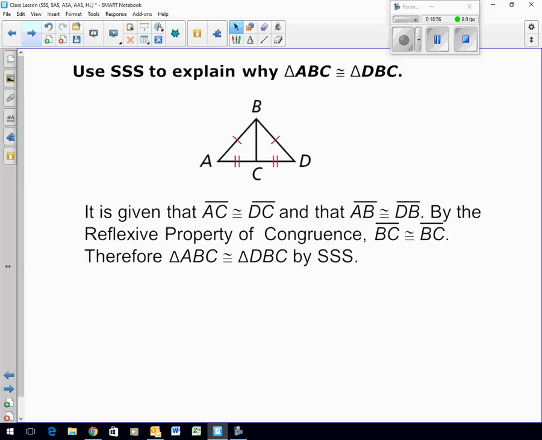I'm only given two sides of the triangle, but using the same reflexive property that we used in the last problem, Tyler, what can I conclude about BC? They're congruent to each other, correct? In triangle ABC and in triangle DBC, BC will be congruent in both triangles. So if I symbolize that, how many sides do I have congruent now? Three. How many do I need for side, side, side? Three. Okay. That's the way these problems will work. Side, side, side.